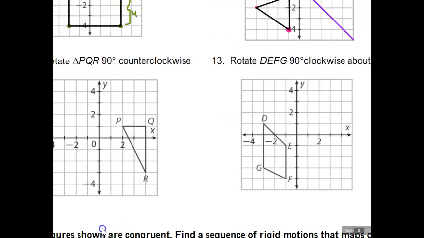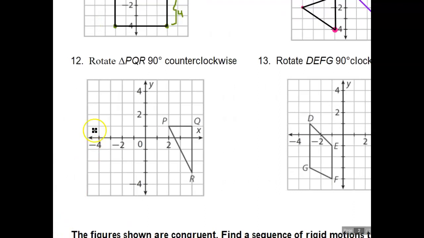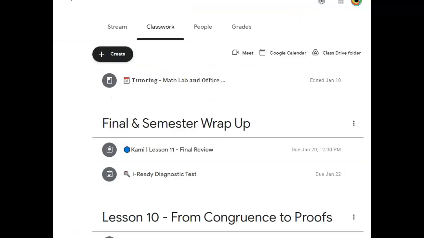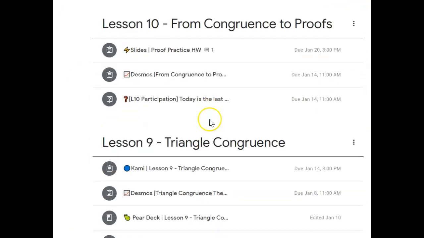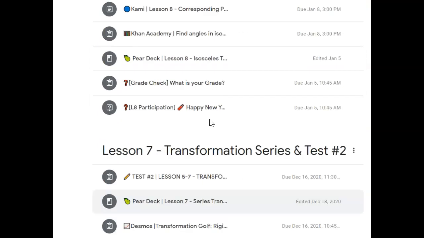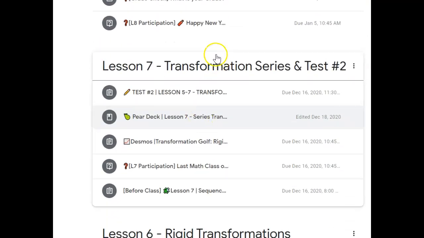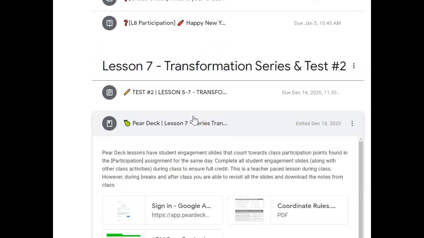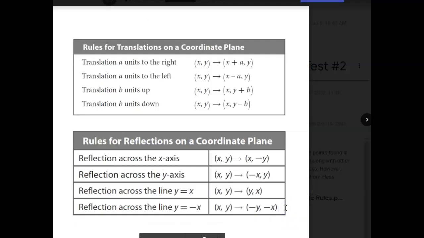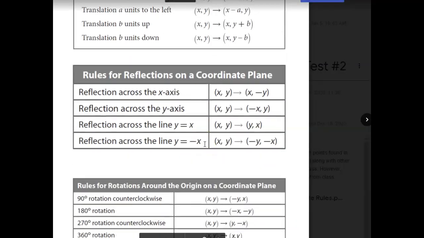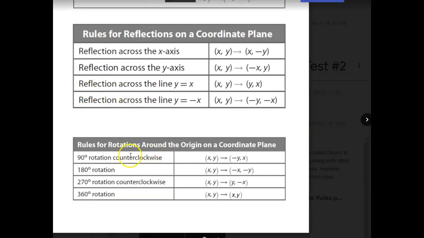All right, now let's do some rotations. Okay, so we did this a couple different ways, right? We can do this geometrically or looking at it, but analytically is usually a little bit easier. And you had a cheat sheet on this, I think. Lesson 7, transformations. There it is, coordinate rules. So if you use this, it's definitely a lot easier for the rotations. Okay, so they're all right here.